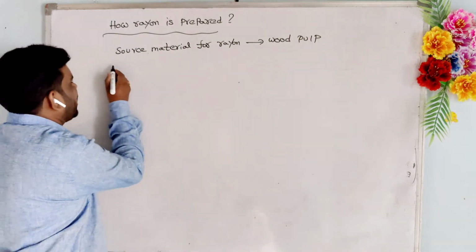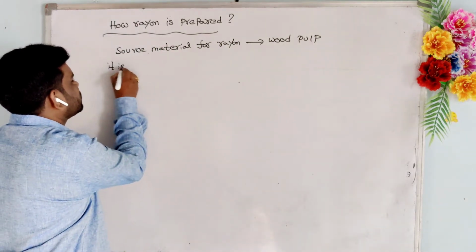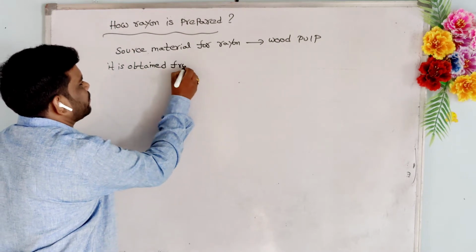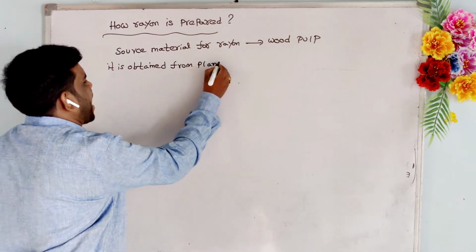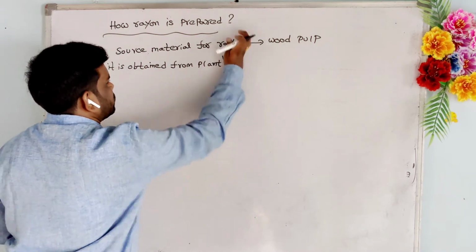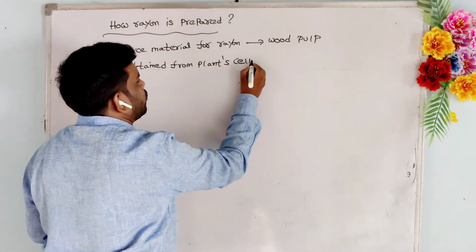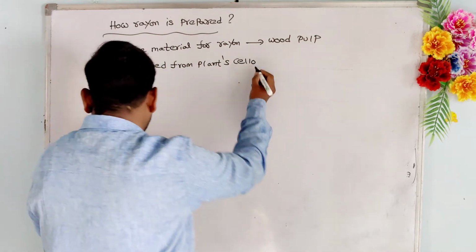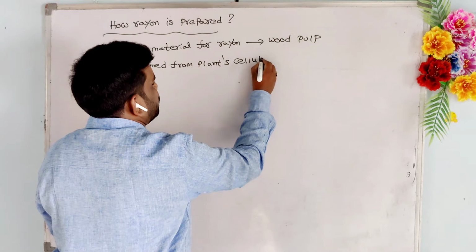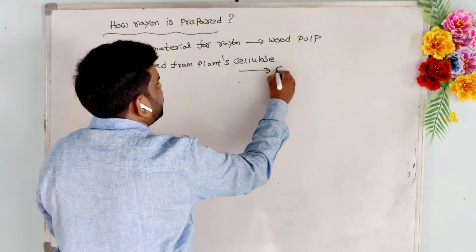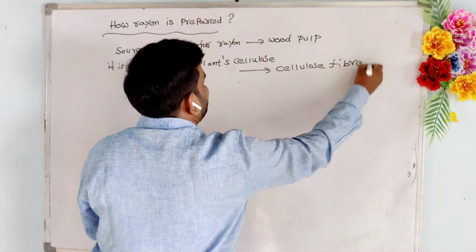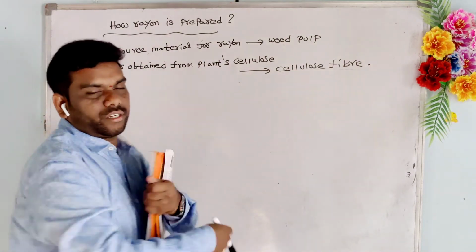Yes, it is obtained from plants, cellulose. Cellulose spelling. Yeah, cellulose. That's why this fiber is called cellulose fiber. Yes, this is very important.